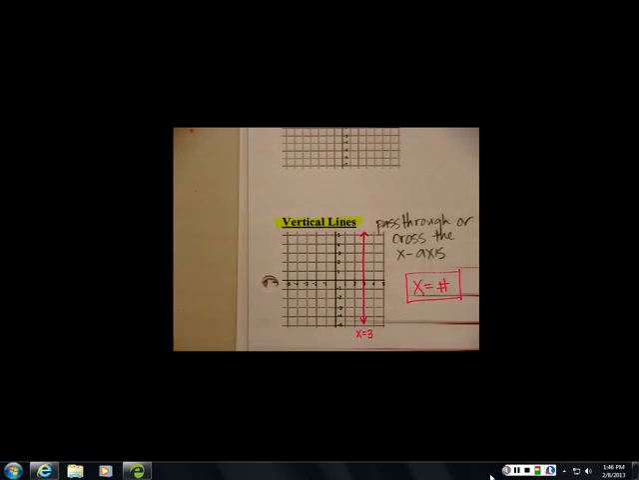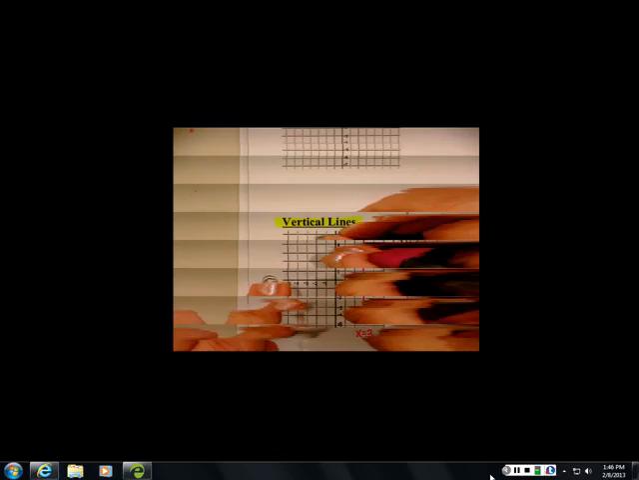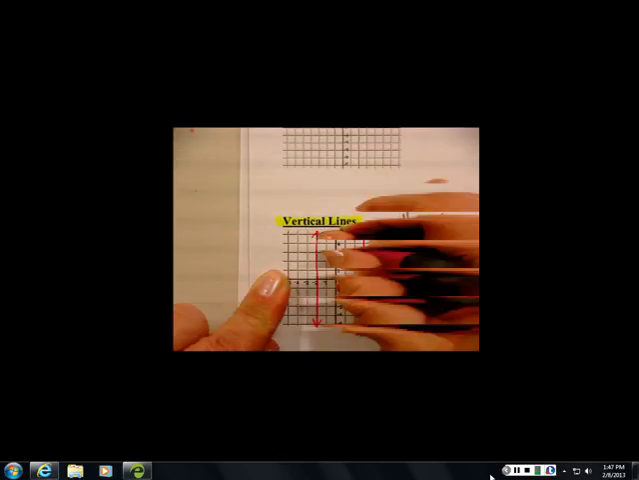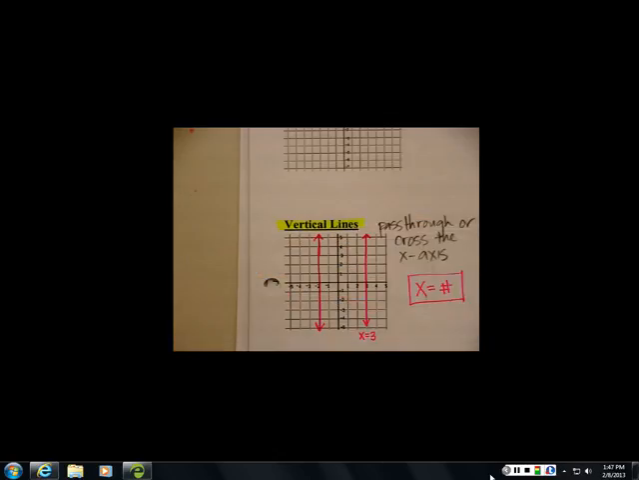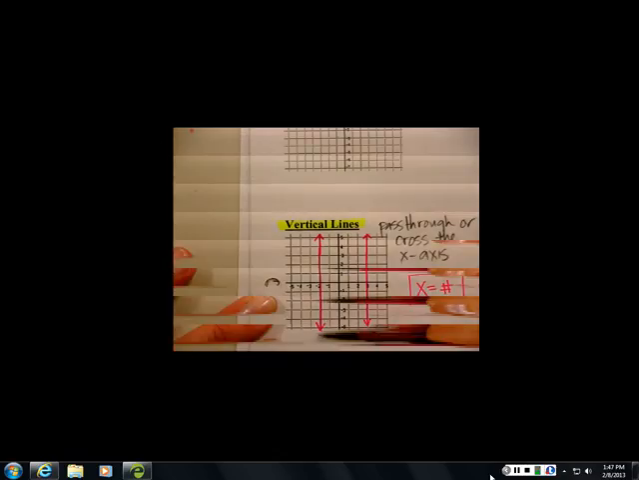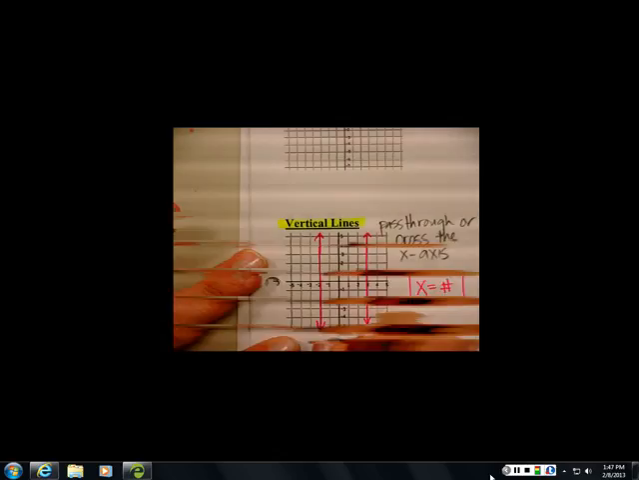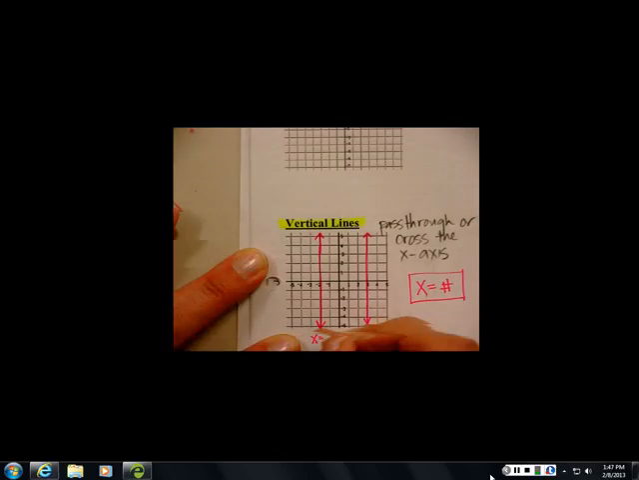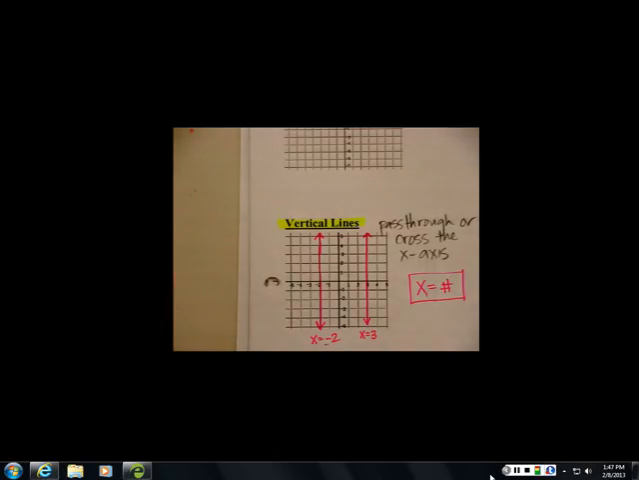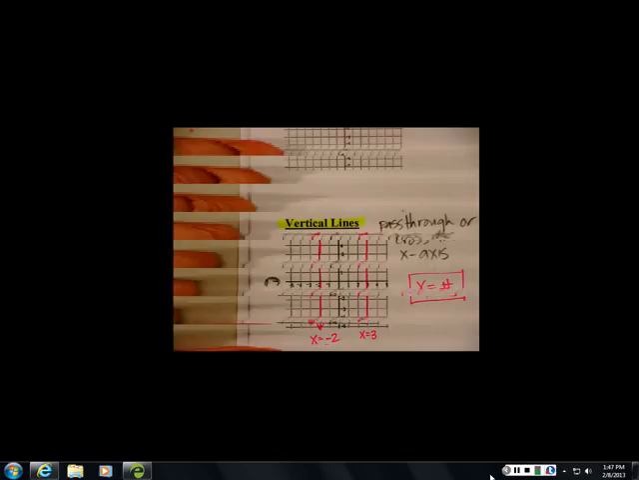So let's do another one. Let's suppose I have this line. What is the equation for that line? Well, I look at that vertical line. I see that it cuts right through the x-axis. It cuts through the axis at negative 2, and that is the equation of our line, x equals negative 2. Horizontal lines, same idea. Horizontal lines are going to look like this. Well, what axis is that passing through? That passes through the y-axis.